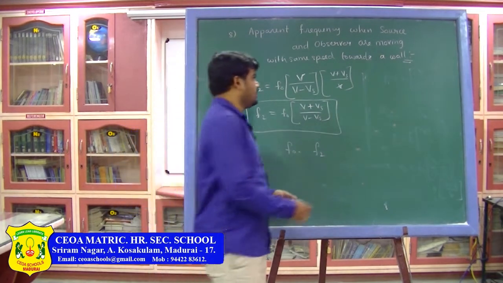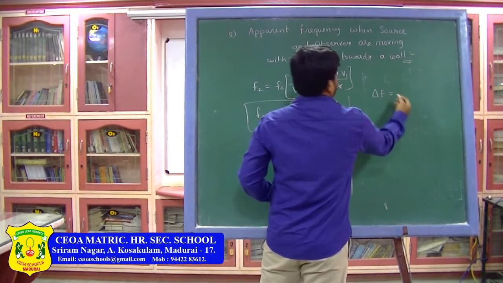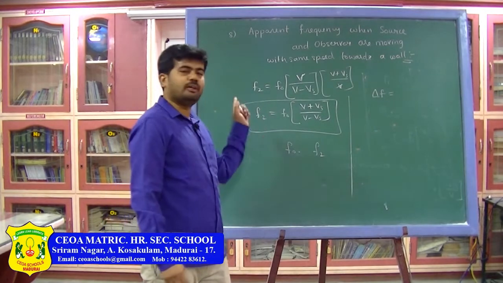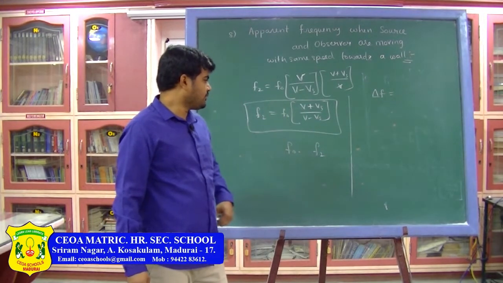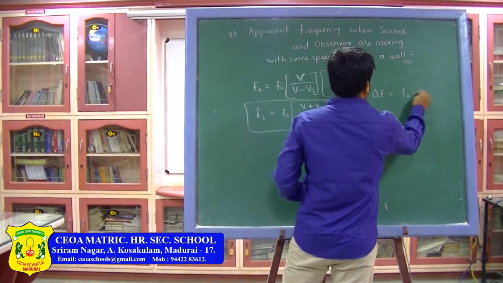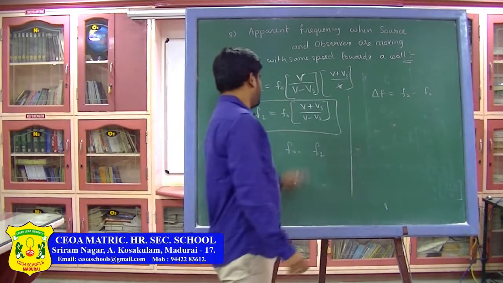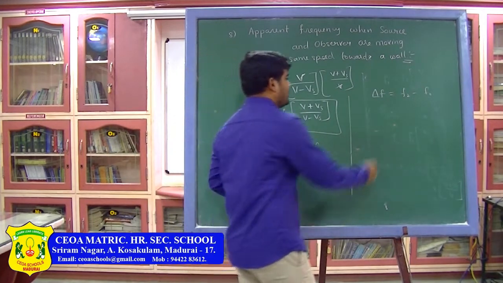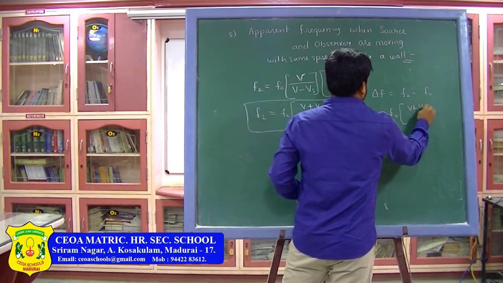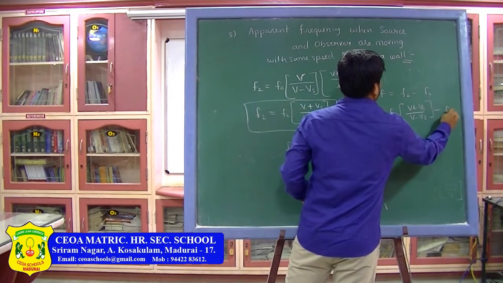We know that beat frequency is given by delta f. Let us say delta f is the beat frequency, that is the number of beats per second heard by the observer. So, delta f is equal to the difference, F2 minus F naught, where the F2 value we calculated as F naught into (V plus Vs) divided by (V minus Vs), minus F naught.